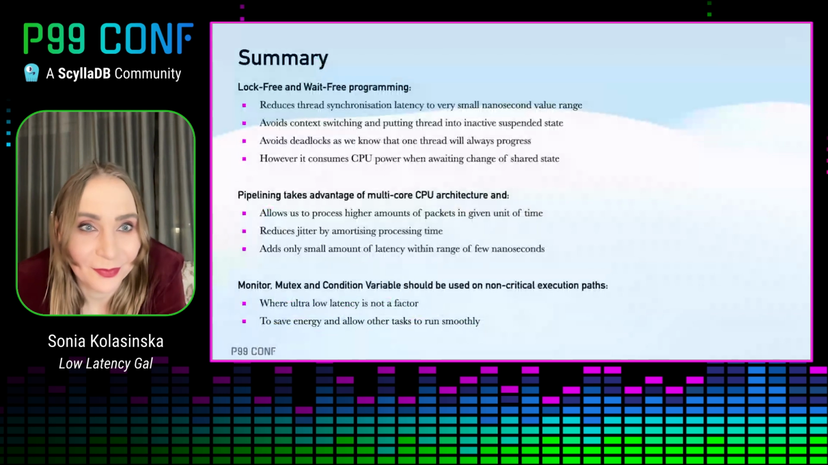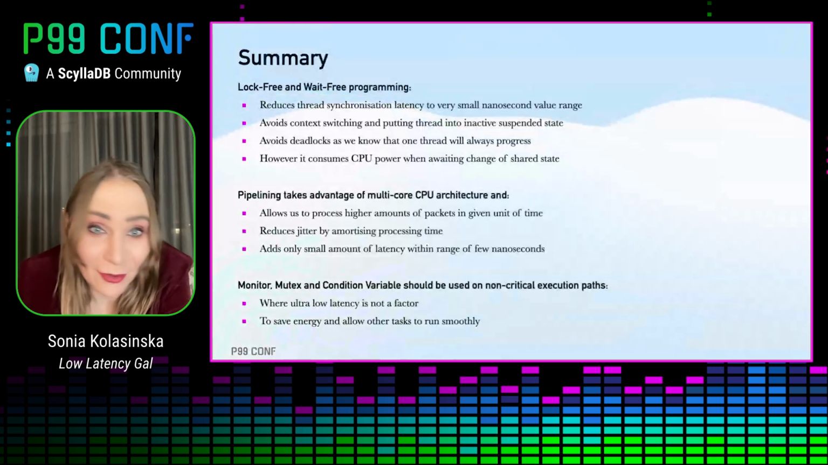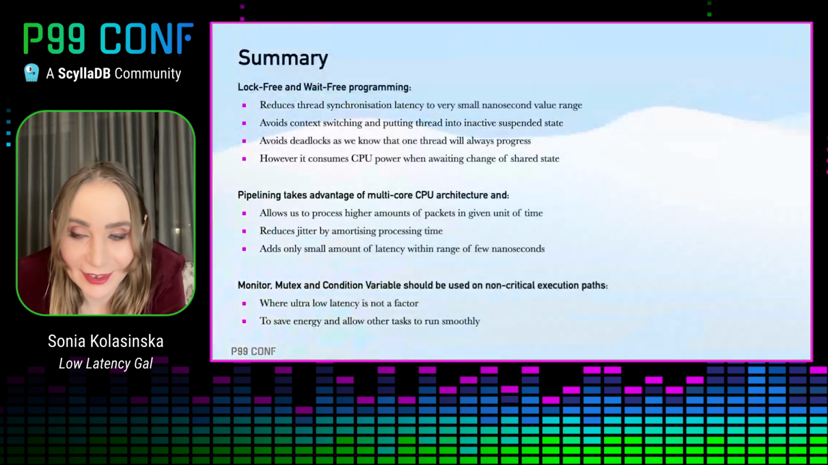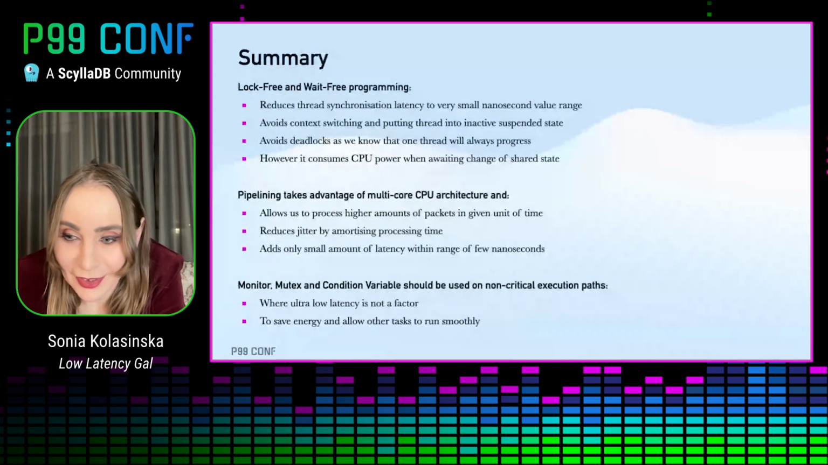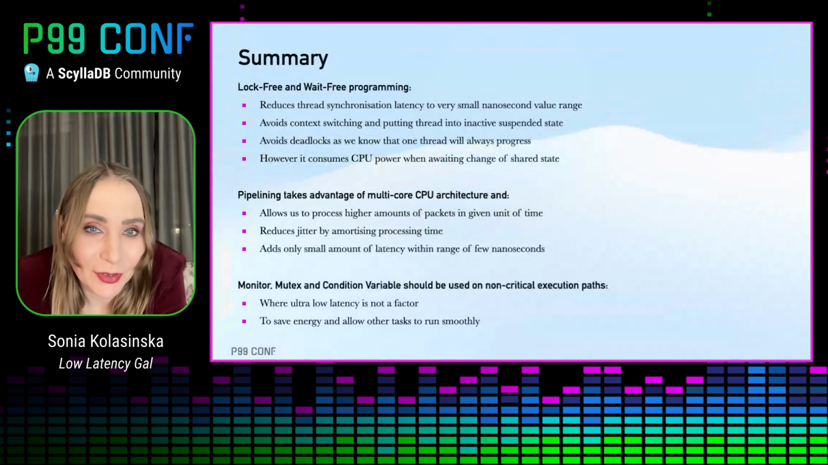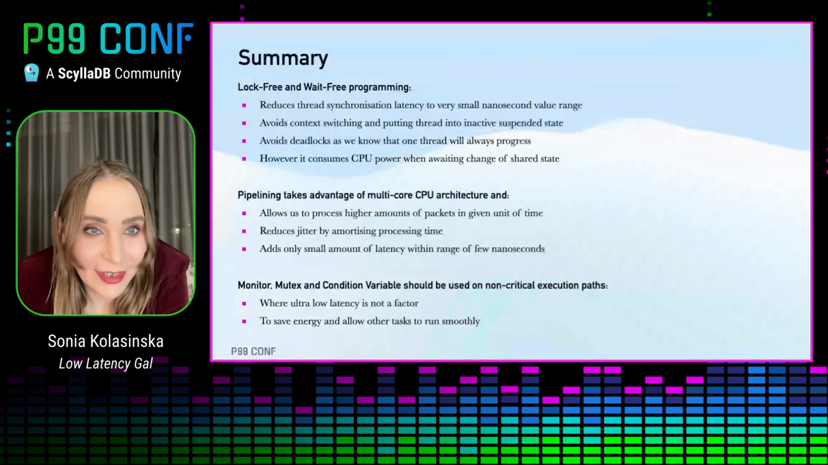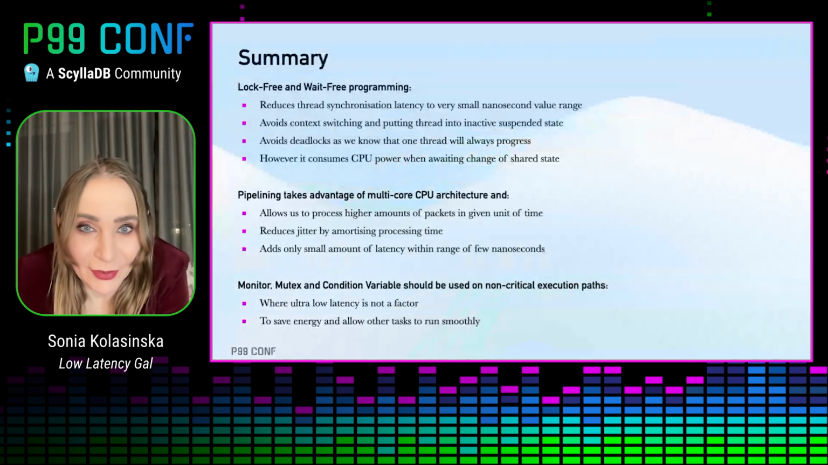Okay, so summary. Lock-free and wait-free programming reduces thread synchronization latency to a very small nanosecond value range. Yeah, so it is possible to go very, very low and play with nanoseconds. And it's all about cache coherency, memory barriers, atomic operations, maybe optimizations, how many memory barriers are there on the way, and changing the rules of how memory barriers are enforced. Avoids context switching and putting a thread into an inactive suspended state. That's obvious. Lock-free programming and wait-free programming is all about doing that exactly. Avoids deadlocks because there are no locks, so we don't have a problem with that.